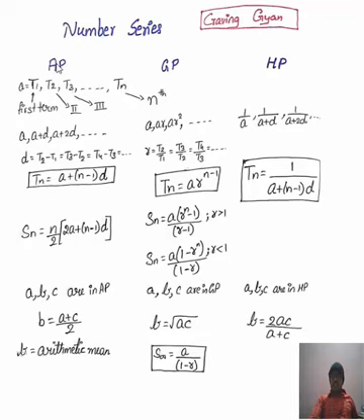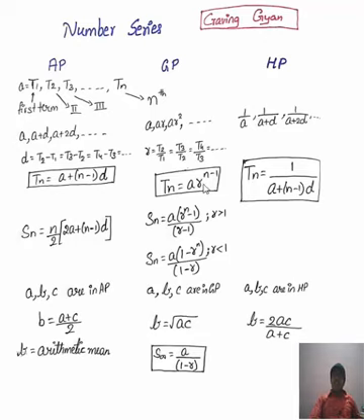In the case of arithmetic progression, the difference between consecutive terms remains the same. That is, T2 minus T1 equals T3 minus T2 equals T4 minus T3. That difference is termed the common difference, and the nth term is given by a plus n minus 1 times d. Whereas in the case of GP, the ratio T2 by T1 equals T3 by T2 equals T4 by T3. The entire ratio remains the same, and that ratio is called the common ratio.